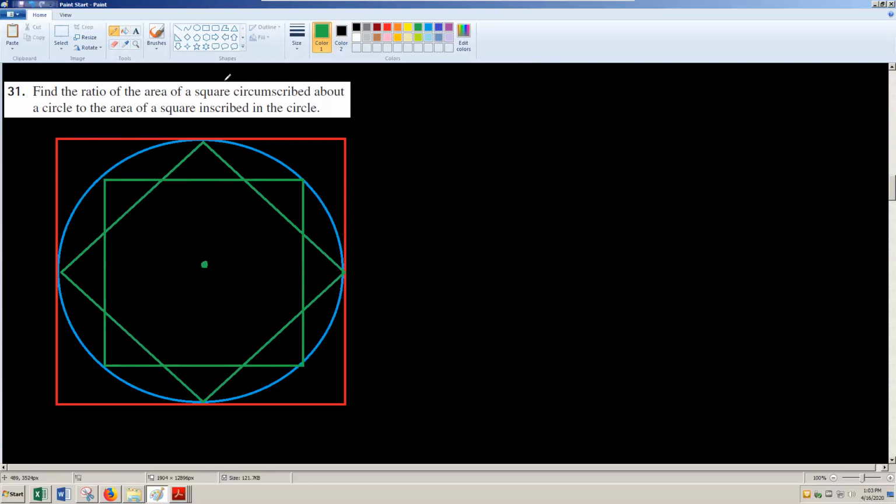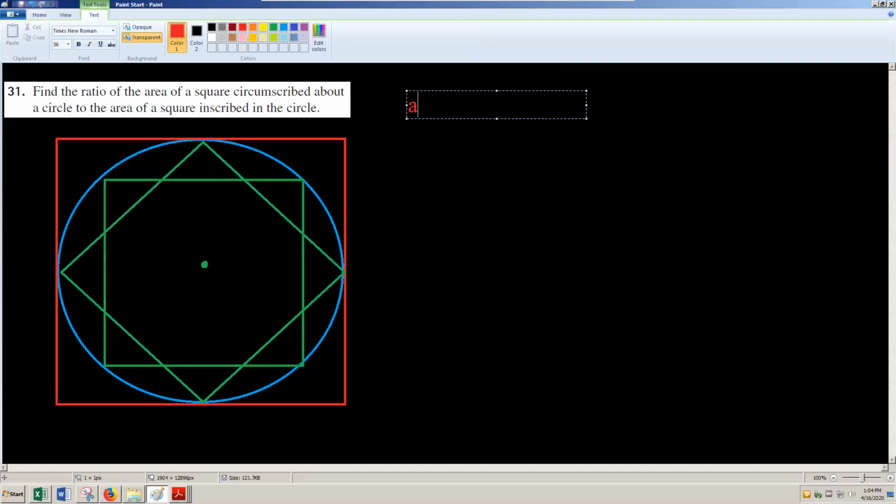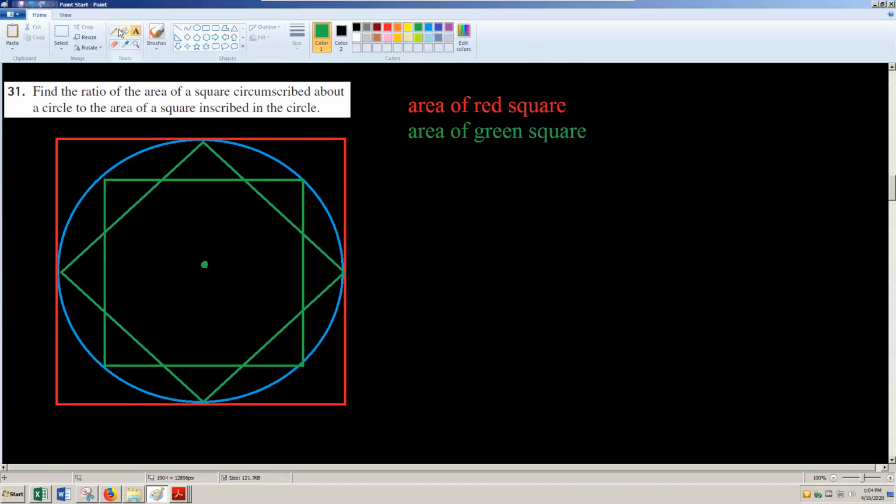So now when I'm looking at this thing, I'm saying, okay, find the ratio of the area of the square circumscribed about the circle to the area of the square inscribed in the circle. So basically what I'm looking for here is area of red square, and then that's all divided by the area of my green square. So that's my goal, is to just do that number divided by that number, and that's my ratio.